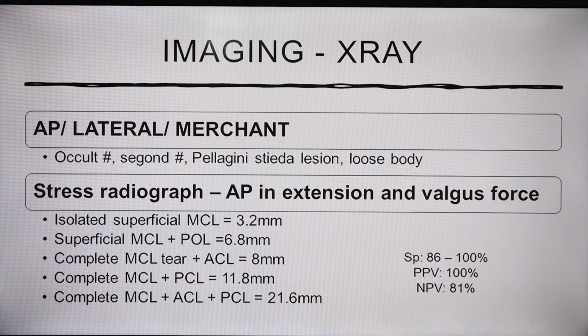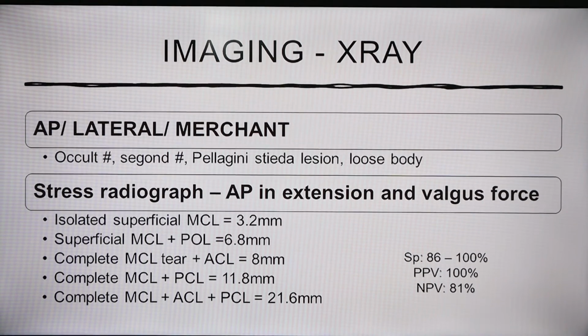You are all expected to know all these things, right? What is occult fracture? So occult fracture is a fracture that is not obviously seen in the X-ray by a non-trained eye. So occult fracture is often missed. So what we have to do is look hard for the fracture if there is any injury to the knee.